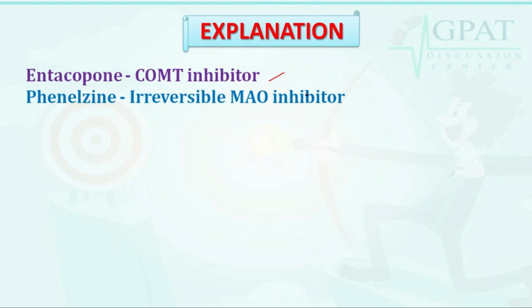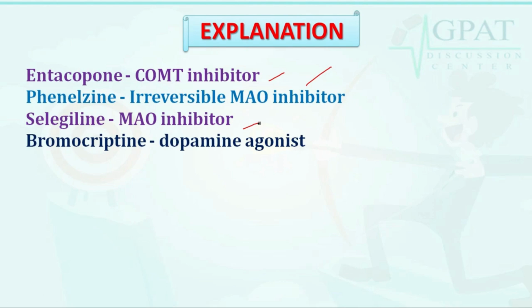phenelzine is an irreversible MAO inhibitor, selegiline is an MAO inhibitor, and bromocriptine is a dopamine agonist, which is asked in the question. So don't get confused in classification. Try to revise on time because it is very helpful, and in previous year question papers, various questions were asked from the classification part.